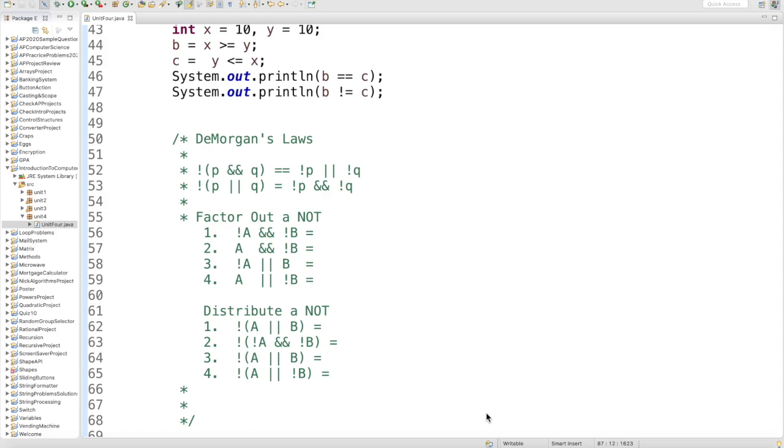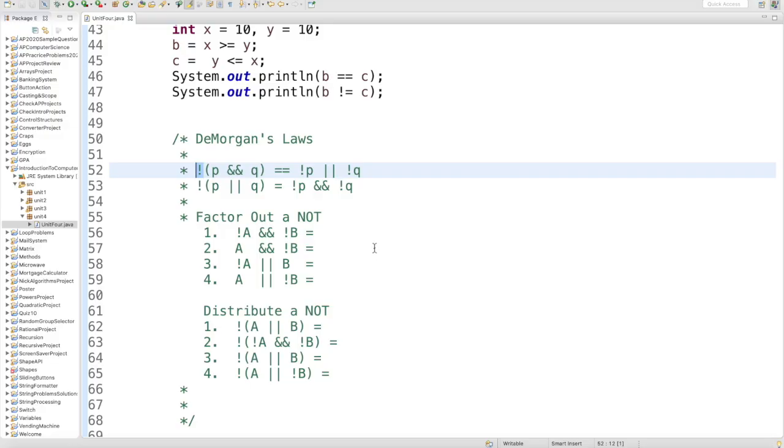4.3 DeMorgan's laws. DeMorgan's laws are all about distributing and factoring out a not.